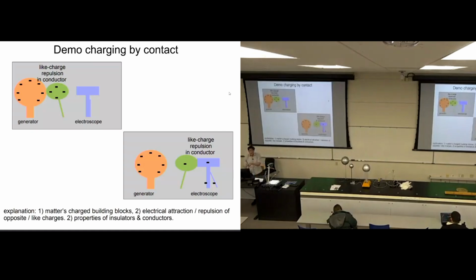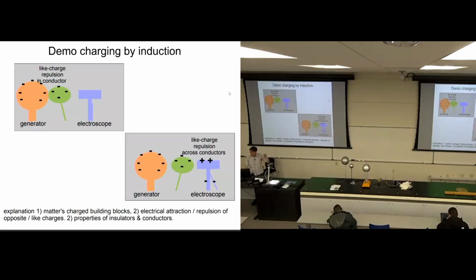These two slides I've got in the notes are just a record. They're a record that I demonstrated this to the administration. I wanted to prove that I demonstrated it, so this is a graphic showing the charging by contact that we discussed, when I transferred charge from the Van de Graaff to the electroscope by actually touching it.